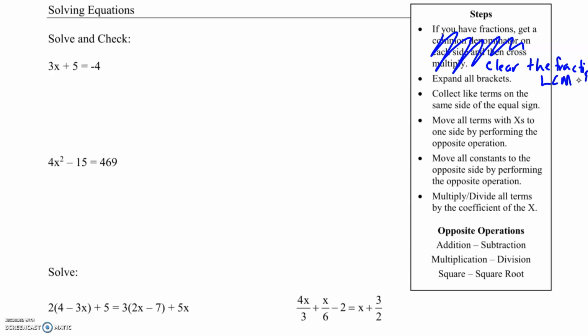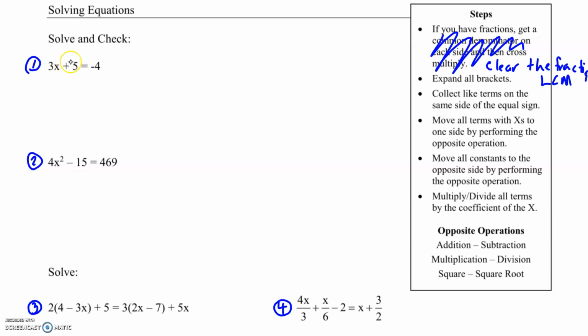Okay, but our first 3 questions, so if we think of it as question 1, question 2, question 3, and question 4, our first 3 questions don't have any fractions, so we won't worry about it for now. The next thing you do if the fraction's gone is to expand all brackets, so our first 2 don't have that, and then we want to collect all like terms on the same side, so all x's on one side and all constants to the other.